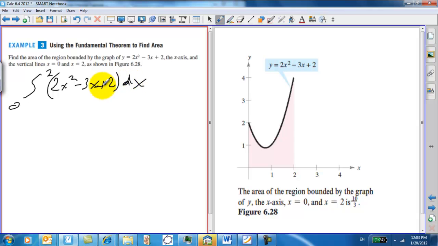Remember, this dx is important because that's what you're doing with the area under the curve. You're multiplying the y values times little changes in x to come up with a bunch of tiny little rectangles, and add them all up to come up with the area.